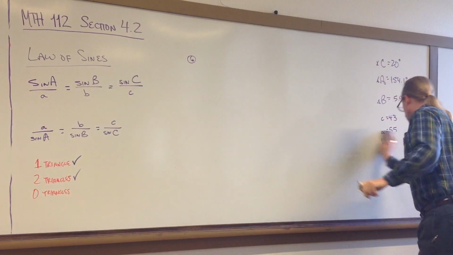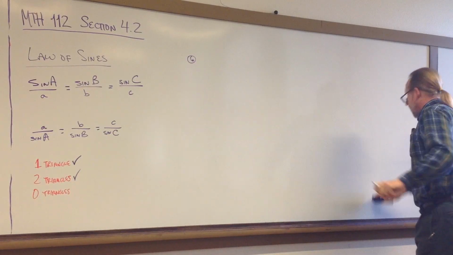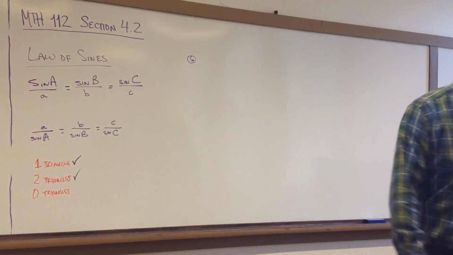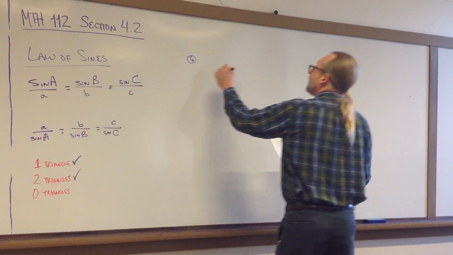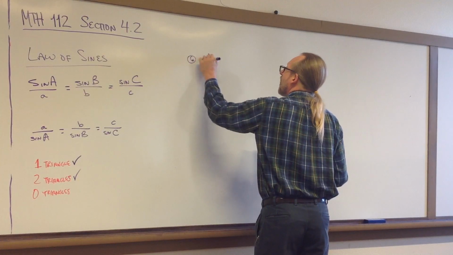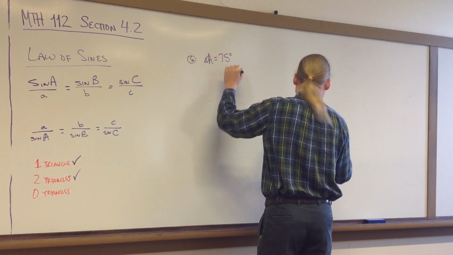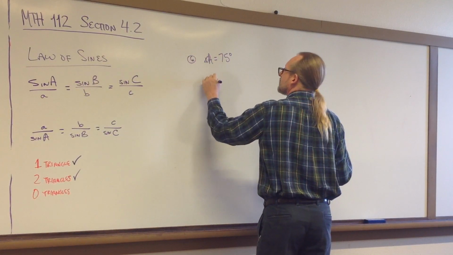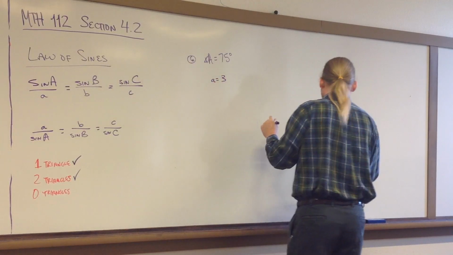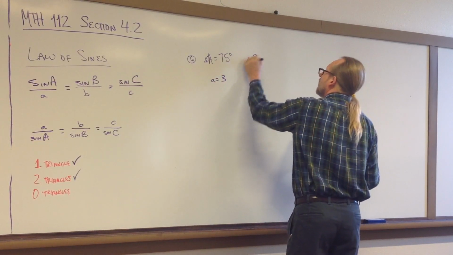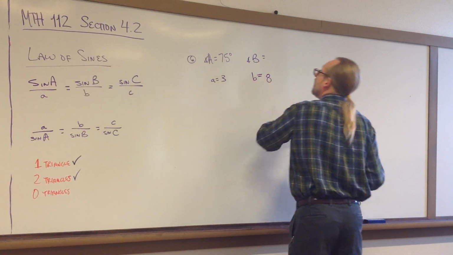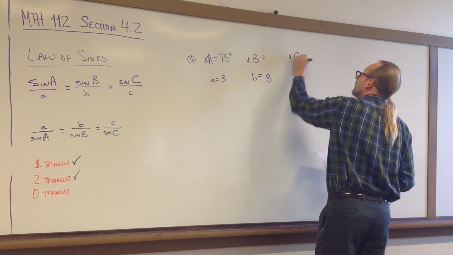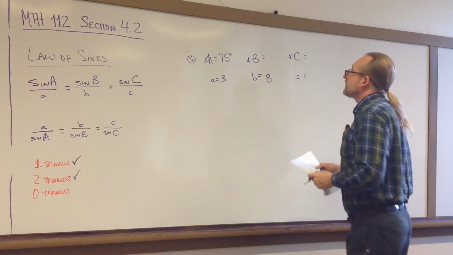Problem 6. Okay, angle A is 75 degrees. Side A is a length of 3. We don't know angle B, but side B is 8. And then we don't know side C or angle C.